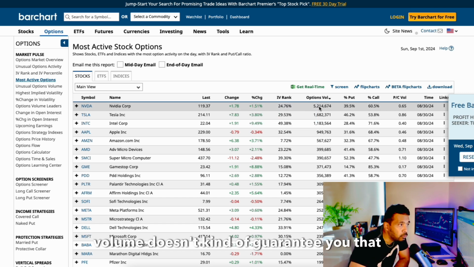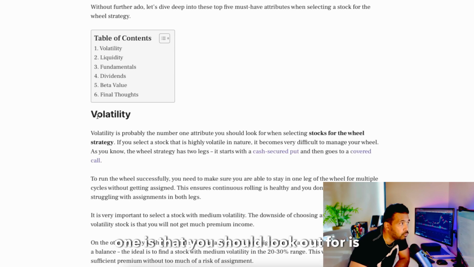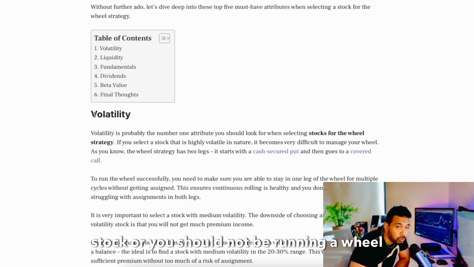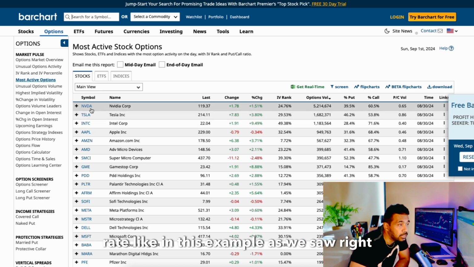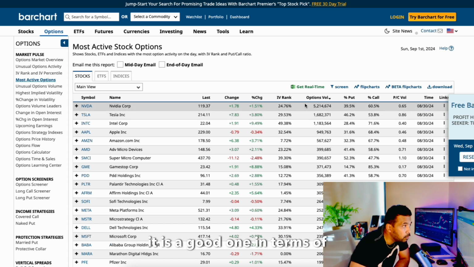Just looking at volume doesn't guarantee that this is a good stock for the wheel. So the next thing you should look out for is the volatility. That is also very important. You should not be running a wheel on a stock which is very highly volatile. Like in this example, as we saw, Nvidia is a good one in terms of liquidity, but is it a good one in terms of volatility? No, right?